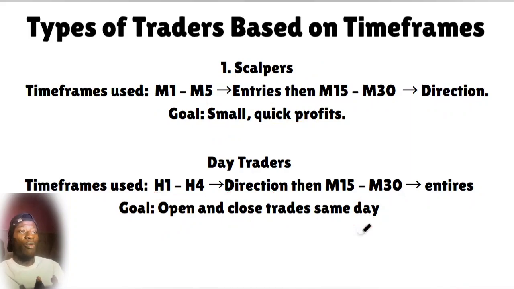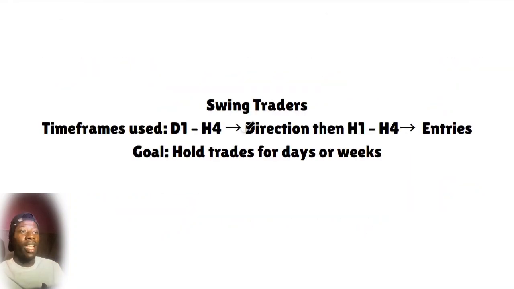So moving on, we have the swing trader, right? Now they usually use the daily and the 4 hour time frame for direction. Then they use the 1 hour and the 4 hour also for entries, right? The goal of a swing trader is to hold a position for days and also weeks, right? We also have the position traders, right? Now I won't be touching position traders because we are retail traders and we don't trade high volume as position traders do, right? Now let's move on to the next slide.